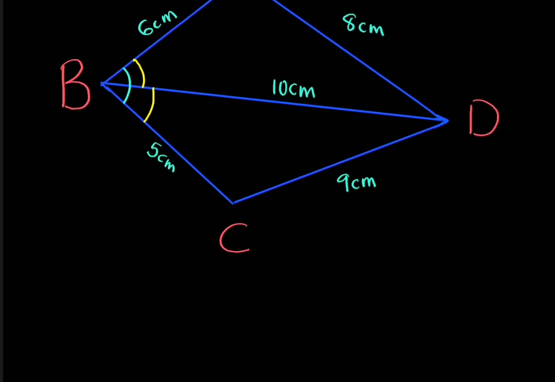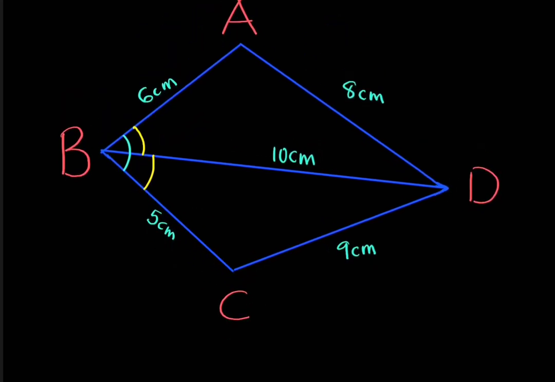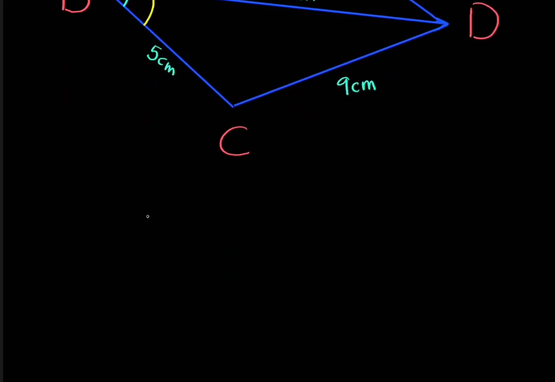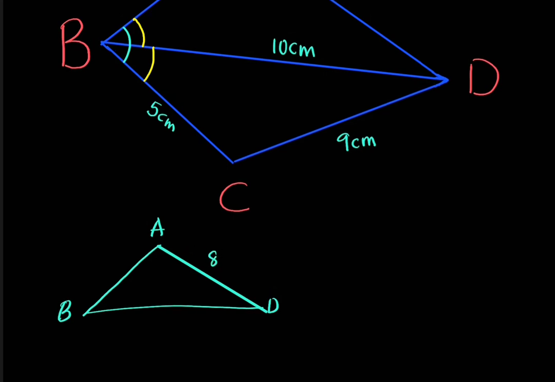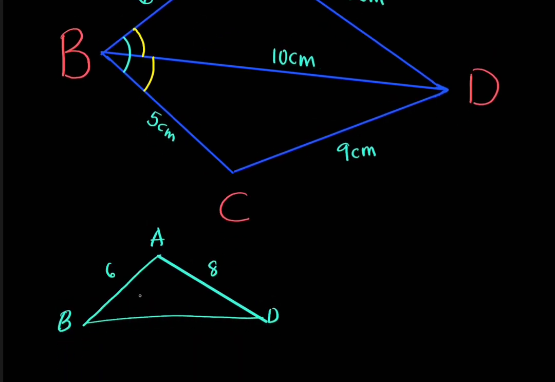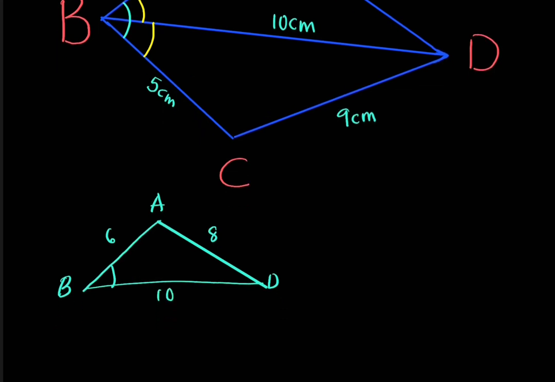To simplify it, I'm going to bring out triangle ABD. So I have triangle ABD now. This is B, you have A, then D. In the triangle, this side is 8, and this side is 6. And this side is 10. Now, once you have this situation, you can use the cosine rule to find angle B.